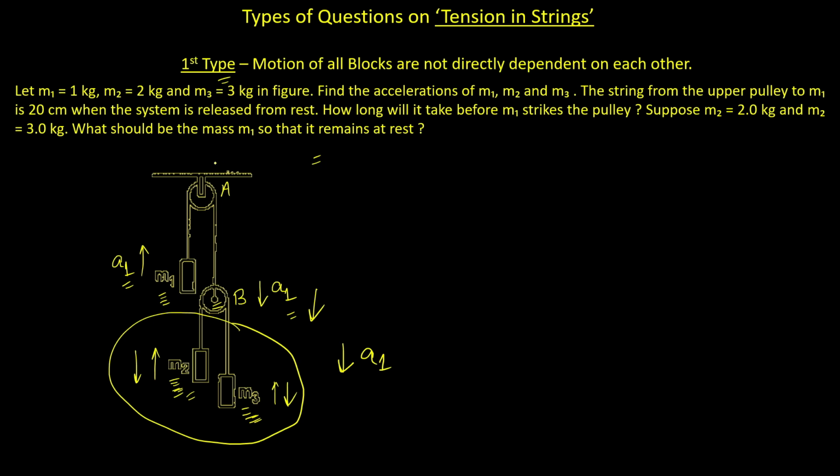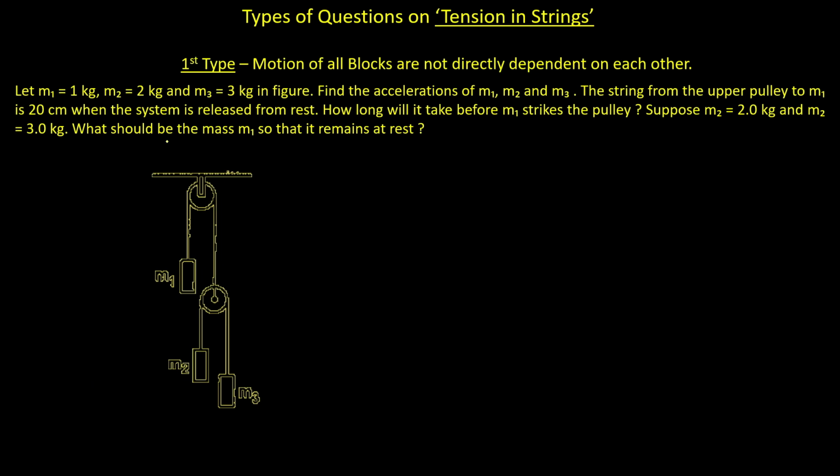Now let me solve the type 1 question over here. So the question is like, let M1 equal 1 kg. This is given as 1 kg. M2 is 2 kg, M3 is 3 kg in the figure. Find the accelerations of M1, M2, M3. That we need to find. The string from the upper pulley to M1, this string is 20 centimeter. Or we can say 0.2 meters.